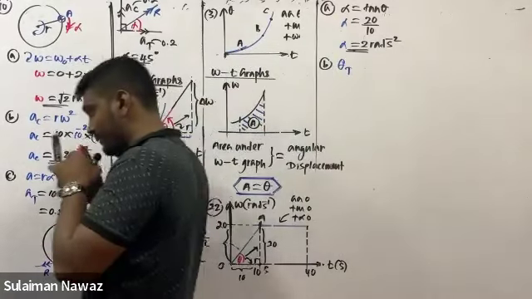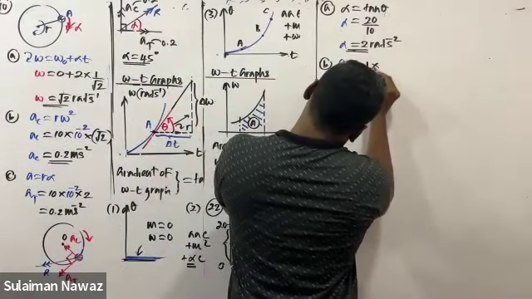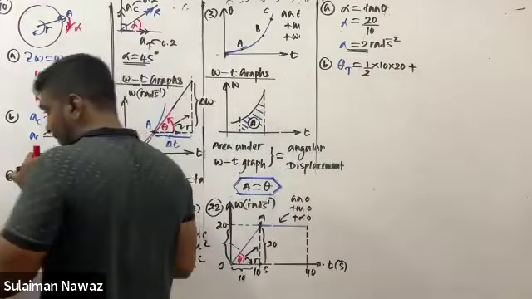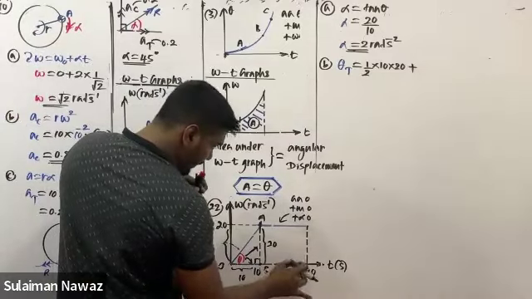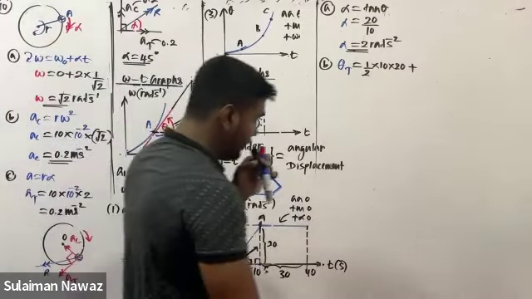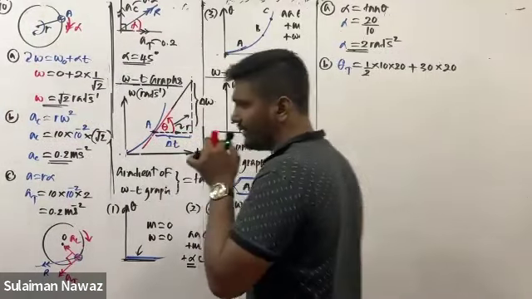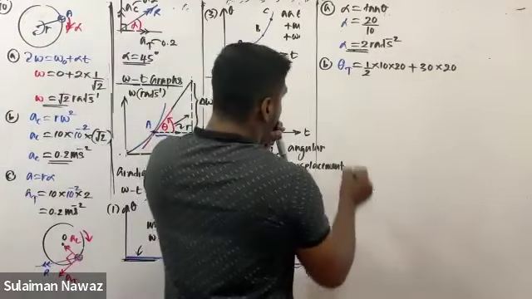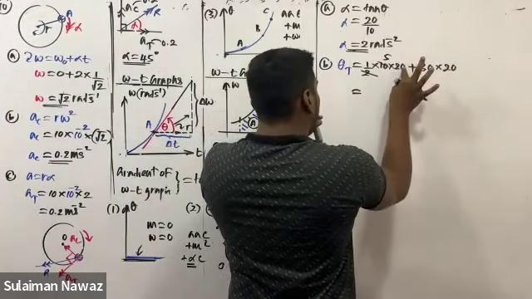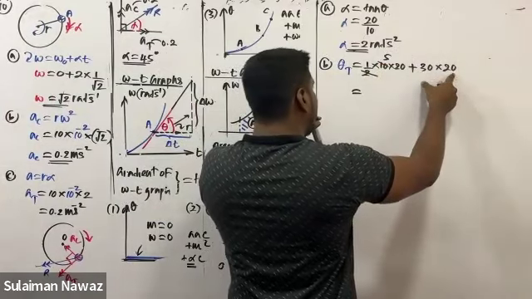So the total angular displacement is the area. Triangular area: half, base is 10, height is 20. Rectangular area: 10 to 30, this gap is 30, this height is 20, so 30 into 20. We learned these stories at the beginning of the classes. The triangle gives 100, the rectangle gives 600, and 600 plus 100 means 700 rad.